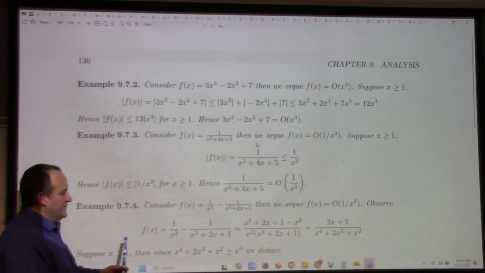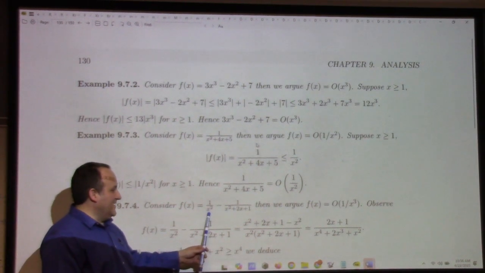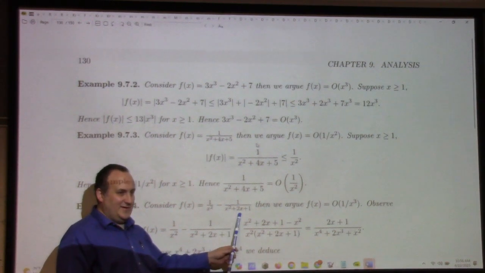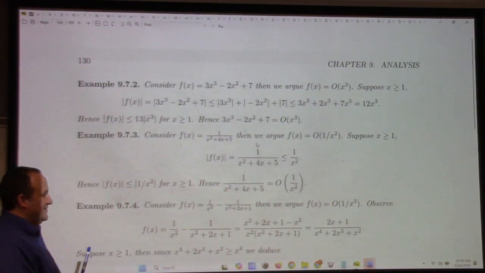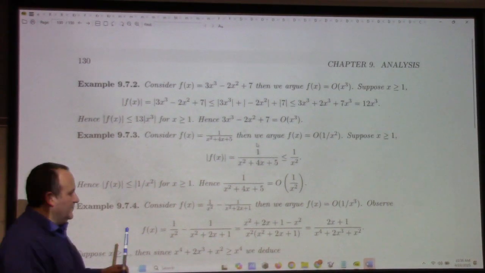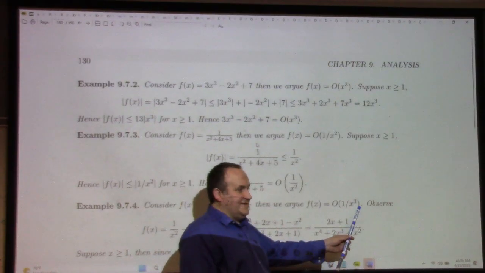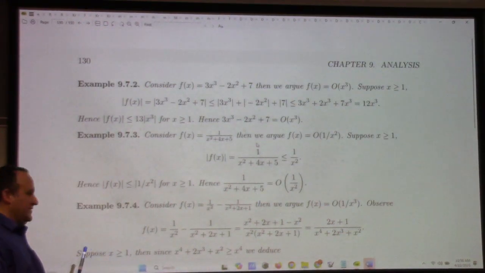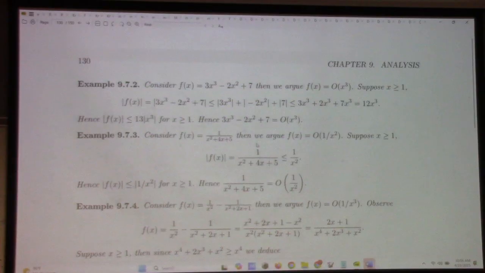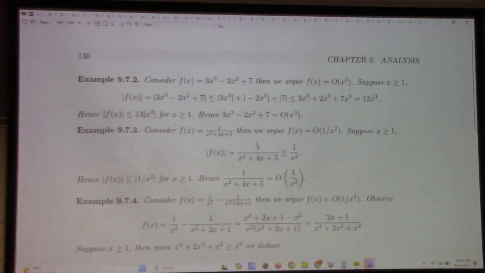Ooh, look at this one. Which one will win? This one, we've got a 1 over x squared minus a 1 over x squared, right? So what's going to happen? Oh, order 1 over x cubed. Well, that's interesting. What happens is that each piece has an order 1 over x squared, and they cancel each other out, you see?